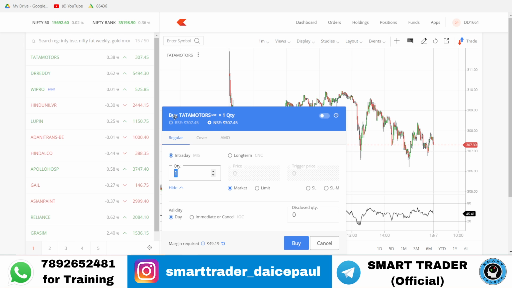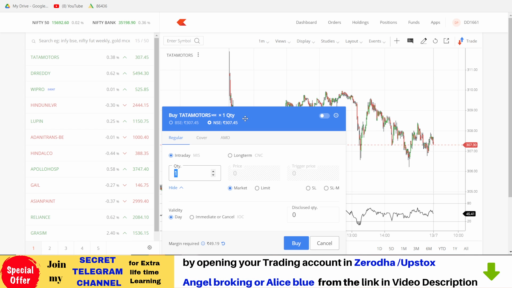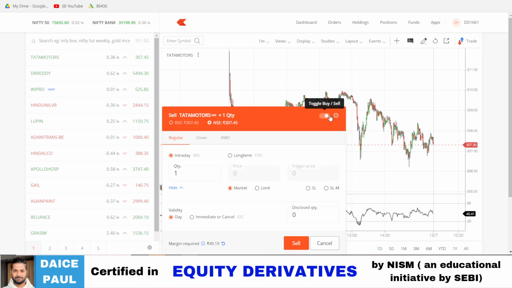Confirm always that it is buy. Don't worry, for sell it will come in red color or orange color, whatever color it is. So you have an option here. If you click, it will change here. So this is orange, if I don't have color blindness. This is the buy color, this is the sell color. Many people make this mistake. Instead of buying, they may do selling, or instead of selling, they may do buying. It has happened with me. That's the reason I'm telling you.